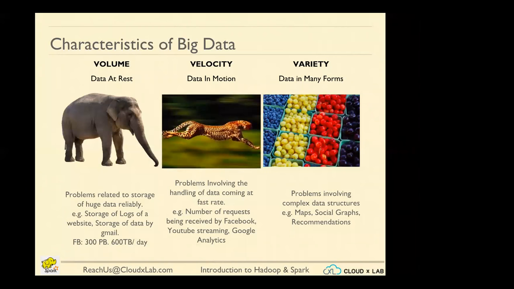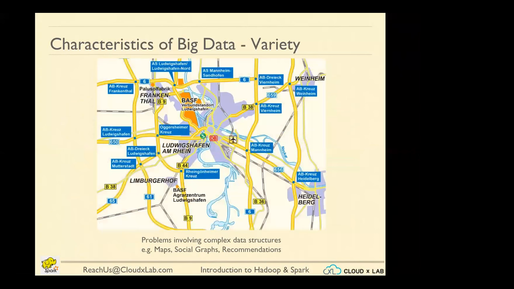Third is variety. Variety is data in many forms. Now, variety might look really confusing at times. So variety belongs to two parts. One is data in many forms, and second is complex computing, where the computing is in many forms. Say for example, you have complex data structures such as Google Maps, and you want to find the way from one point to another. Finding the way in a Google Map or in any map is a very challenging task because you have to first find all possible ways, and then you have to find the shortest path. Even if the data is small, variety kinds of problems could take a lot of time to do the processing. Similar is the case with building recommendations.